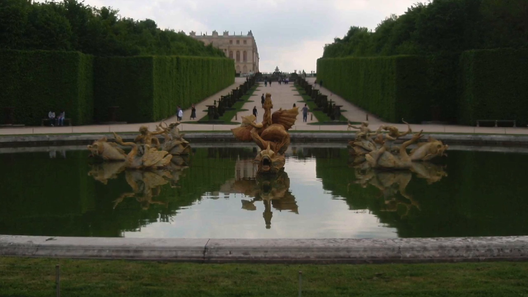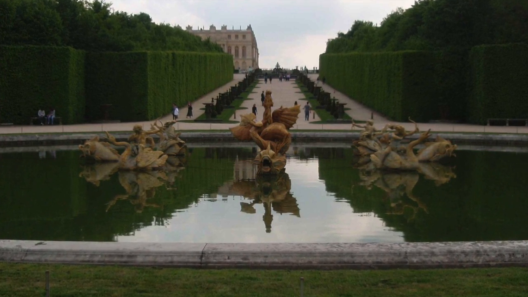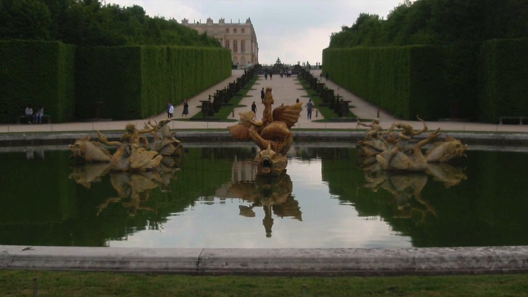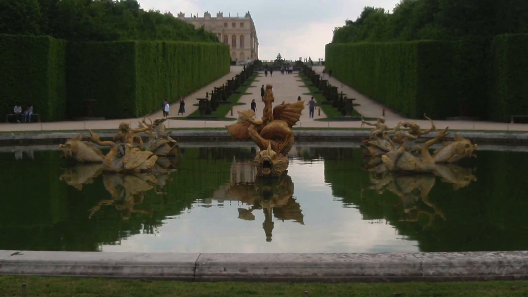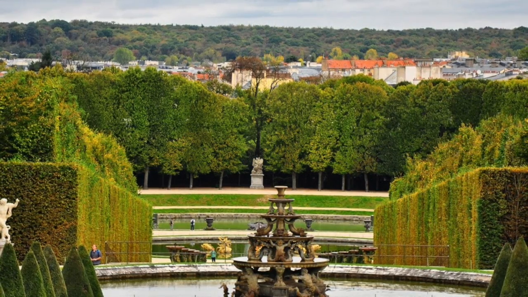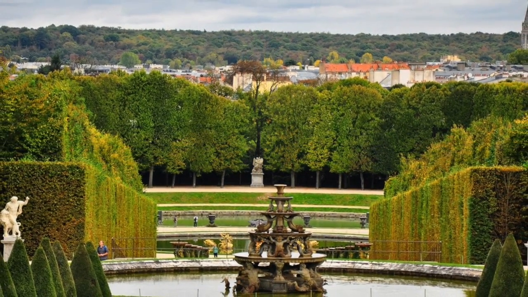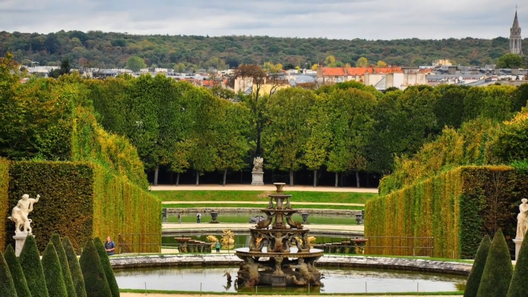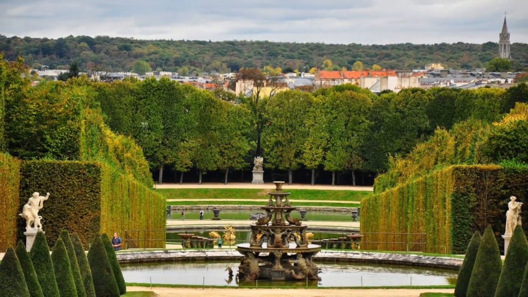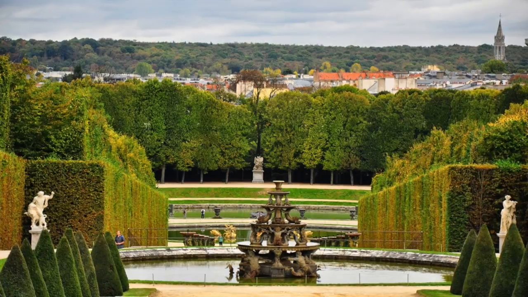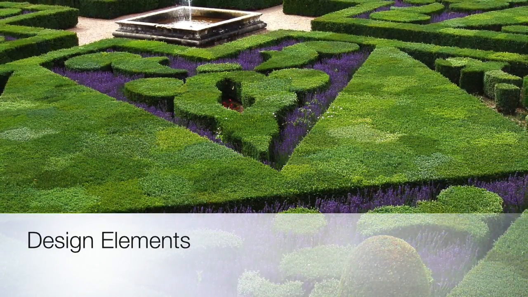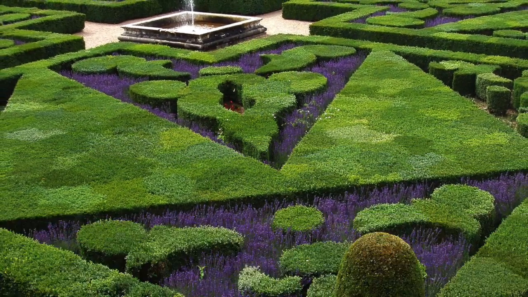The French formal style of garden achieved the height of its glory with the Gardens of Versailles, created by André Le Nôtre between 1662 and 1700. They were the largest gardens in Europe, with an area of 15,000 hectares, laid out on an east-to-west axis that followed the course of the sun. Straight lines and symmetry and order are the heart of French landscape design.